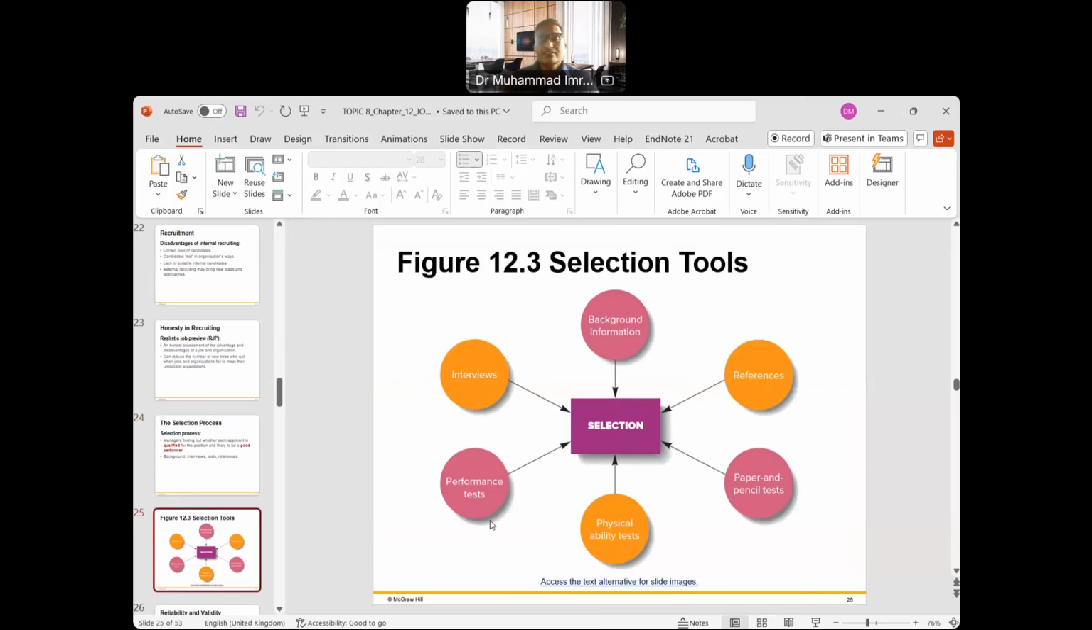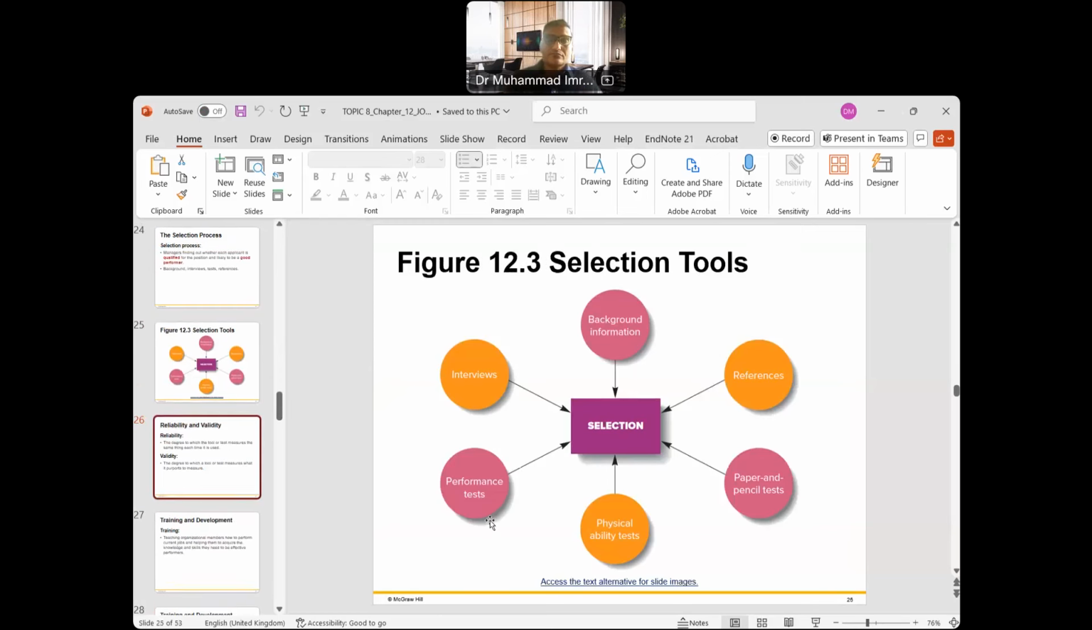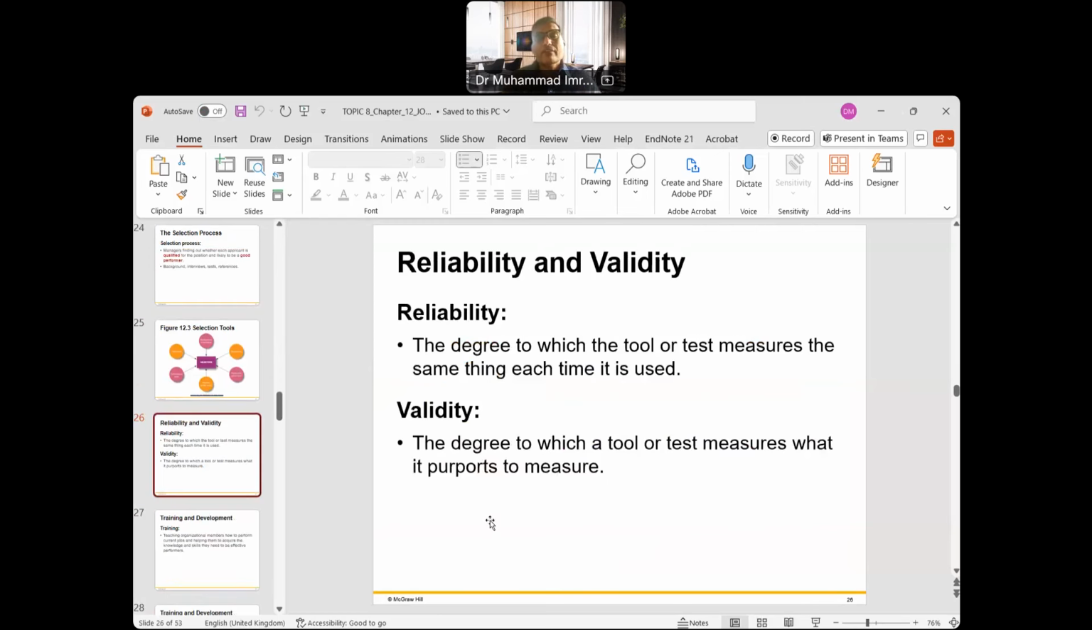So here is the selection process. I already discussed it, by the way. These tests should all be reliable and valid. Let me explain validity with one example.